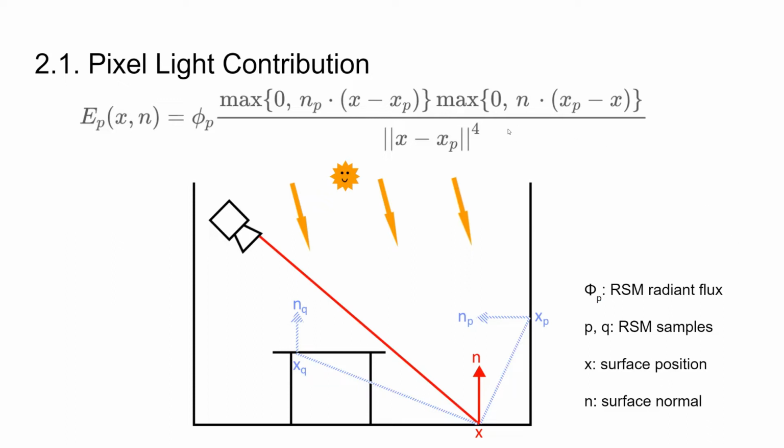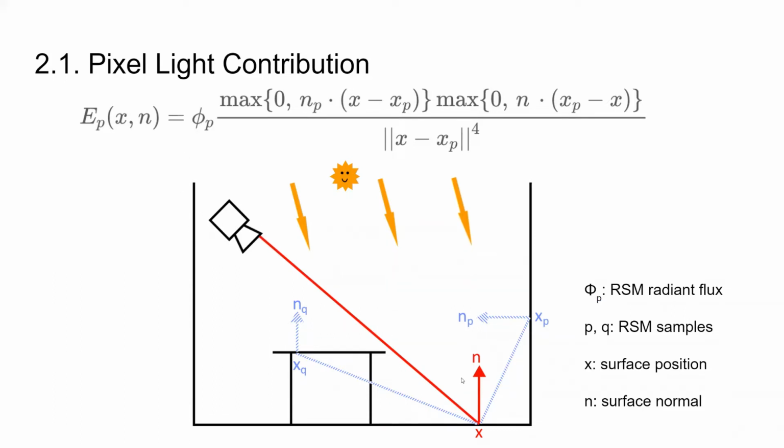Then the denominator is just attenuating the indirect lighting by distance from the pixel light to the surface. Normally a square of the distance is used, but the paper uses a fourth power because it does not normalize these two vectors at the top. It's just an optimization. It doesn't change the outcome at all. Oh, and then the whole division is multiplied by the radiant flux of the pixel light. And then that gives us the lighting contribution from one pixel light.